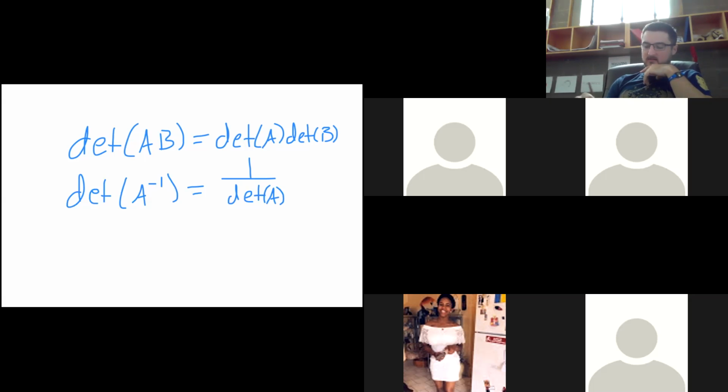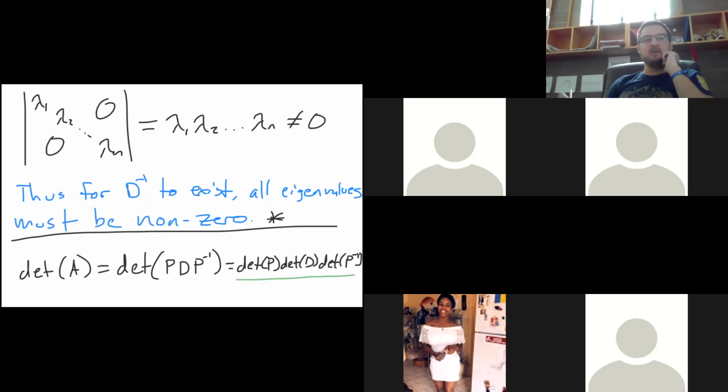Because if I take that equation with the determinant of P inverse, this is the determinant of P times the determinant of D times 1 over the determinant of P. What does that leave me with? Remember, the determinants come out to be a real number. So I have a real number times another real number times 1 over a real number. What does that simplify to? Wouldn't that leave the determinant of D?